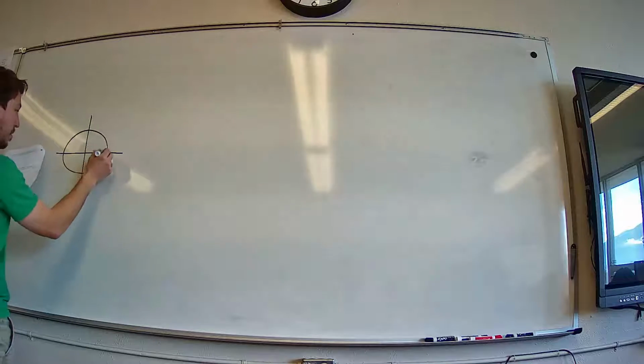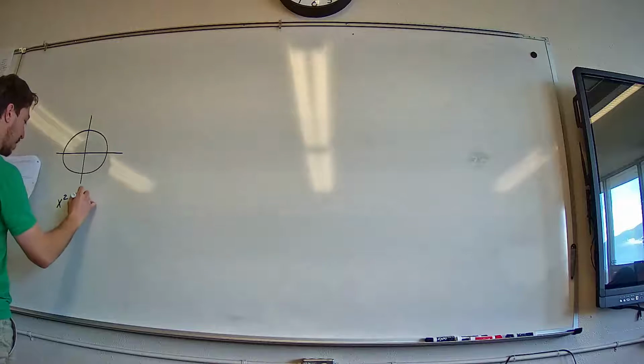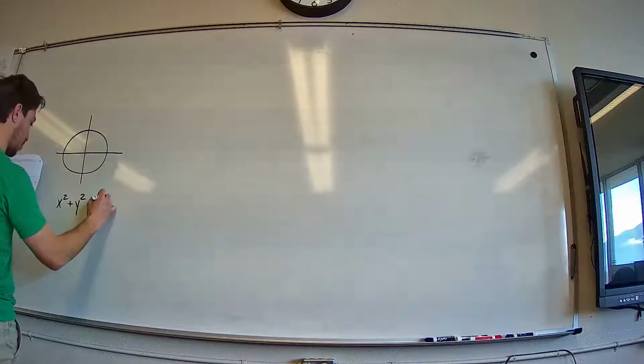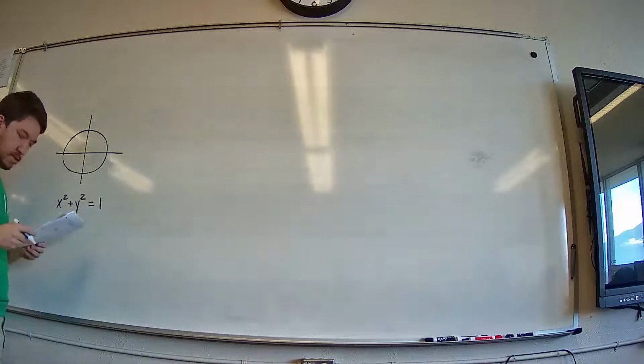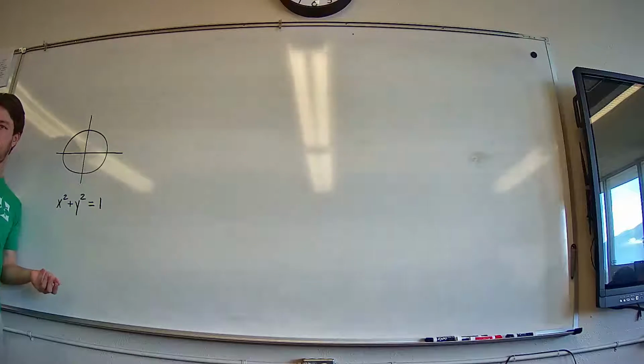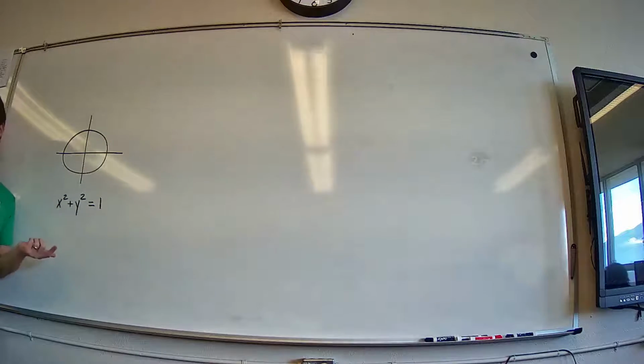4 says, find the volume of a solid whose base is this circle. Does anyone know this circle's name? X squared plus y squared equals 1. It's the unit circle. Radius is 1. That's the unit circle. True.